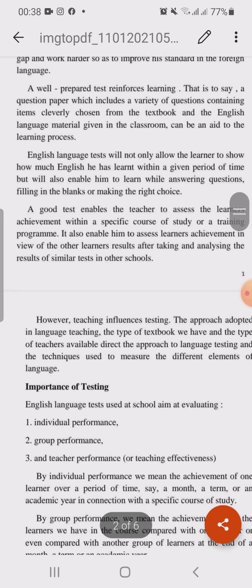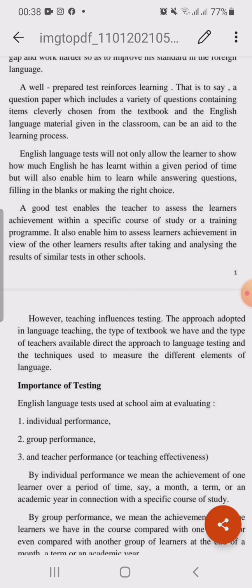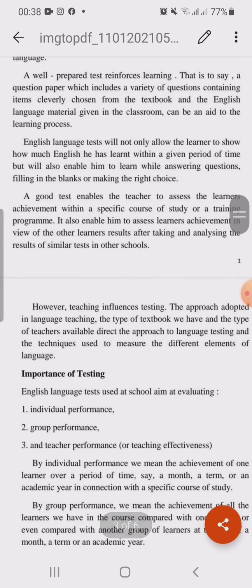English language tests will not only allow the learner to show how much English he has learned within a given period of time. يعني هاي الاختبارات ما فقط راح تسمح للطالب أنه يعرف أيش قد اكتسب لغة إنجليزية في وقت معين، ولكن but will also enable him to learn while answering questions. يعني راح أيضا تساعده أنه يتعلم عندما يكون يجاوب على الأسئلة.